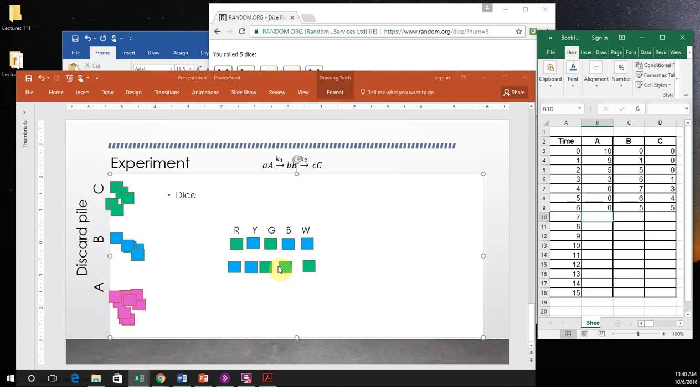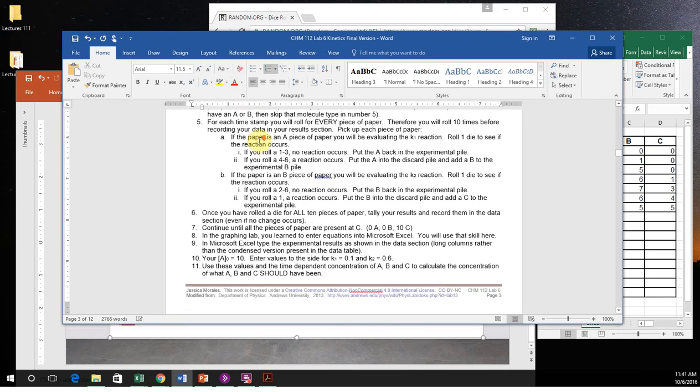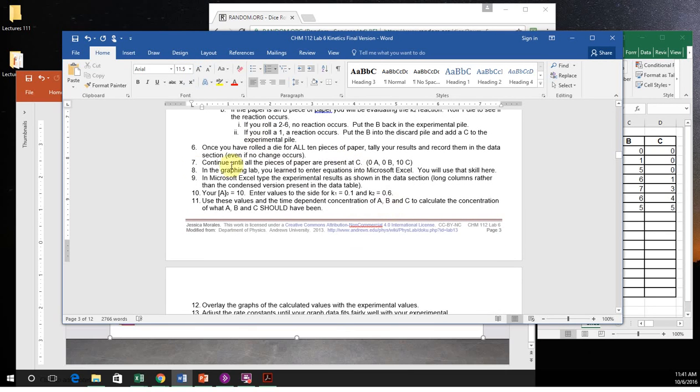But the point is you would continue until you have only C. Ideally, it only takes 10, 15 or so rolls, but you may need more. You need to go all the way to the end just to make sure your graphs are going to be really good. Now, once you have that, we're going to actually graph these using the data that we have.